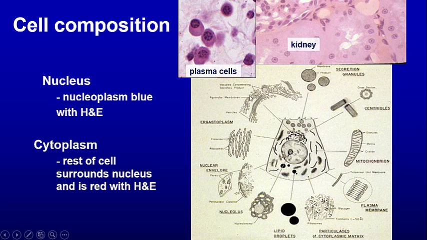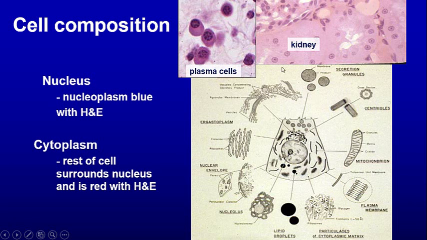You have the Golgi apparatus here, you have the rough endoplasmic reticulum, you have the nuclear envelope with the nuclear pores, nucleolus inside the nucleus, lipid droplets, you have just regular particles inside there, and cytoplasmic matrix. You have the cell membrane, and mitochondria, and centrioles, a couple centrioles there, like in a diplosome, and then also we have secretory granules as well.